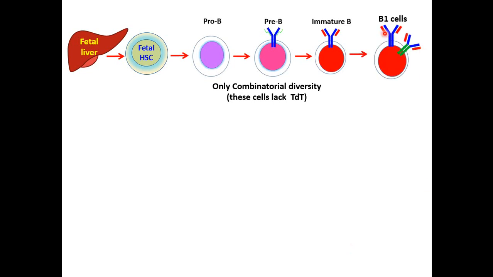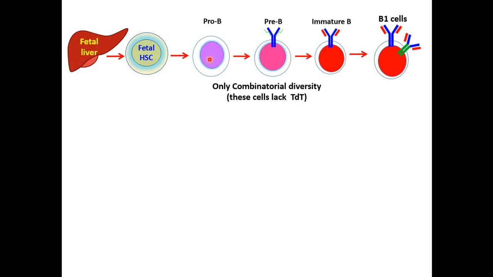But the mature B cells which are generated here are a little different from the conventional B cells that will be produced after birth in an adult person. They are called B1 cells. What is the difference? Well, we talked about two different mechanisms for generation of antibody diversity. One was combinatorial diversity and the other one was junctional diversity.